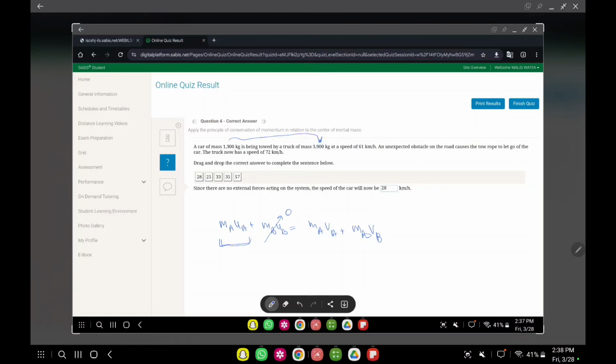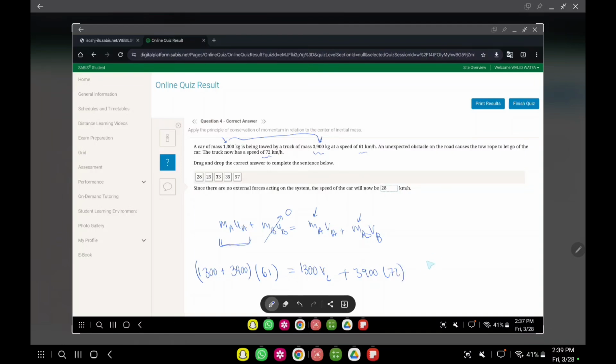I'll write 1300 plus 3900 times their initial velocity. They're originally moving at 61 kilometers per hour, equals mass A. We now split into the car and the truck, so we're going to treat them as two separate objects now, since they broke off each other. The car first: 1300 times the velocity of the car plus the mass of the truck, 3900, who is now moving at a speed of 72 kilometers per hour.